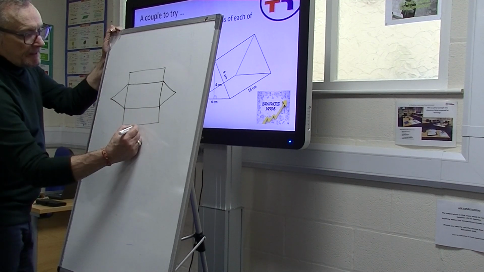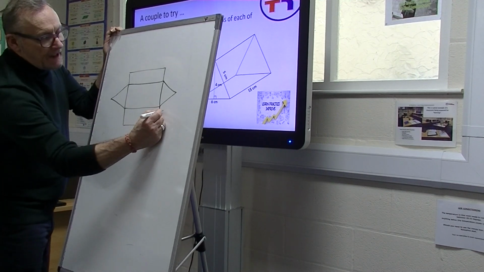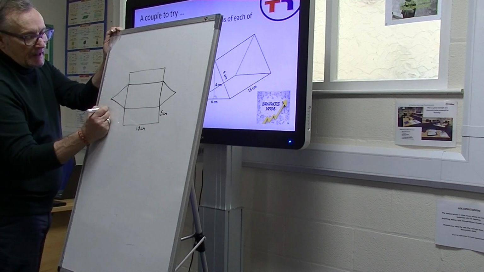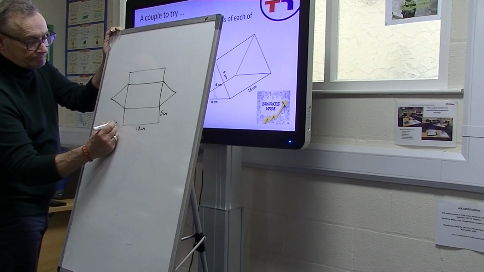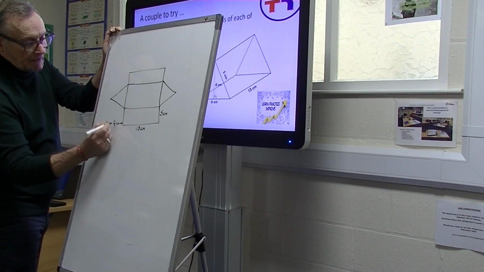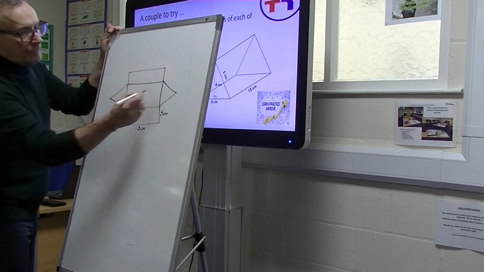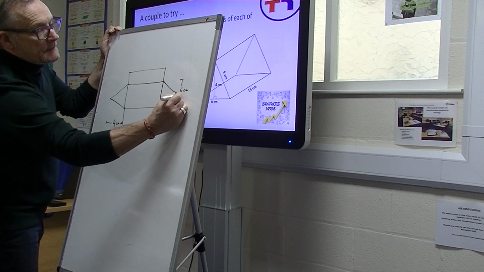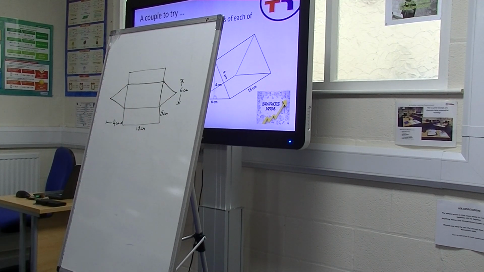We've got 15 centimetres. We've got 5 centimetres. We've got the height of this. I'll draw it kind of like here. It's 4. I think that's all the information we need, apart from the width of the bottom, which is 6 centimetres. Yeah? So we've got all the information we need there.